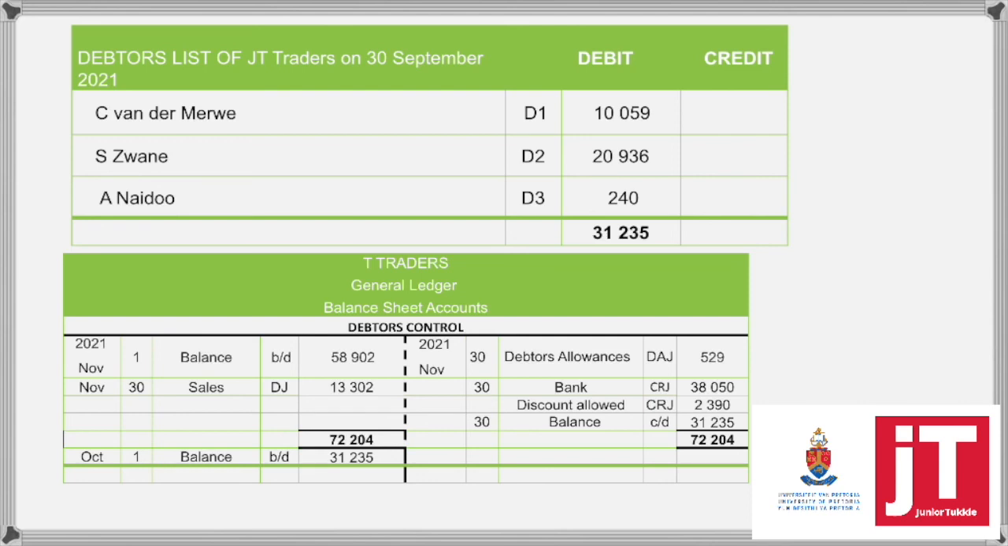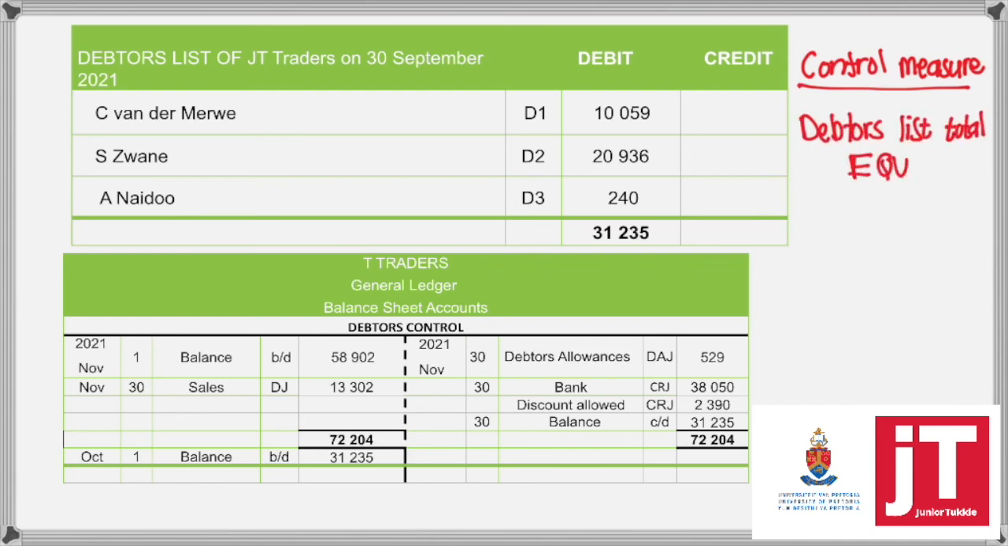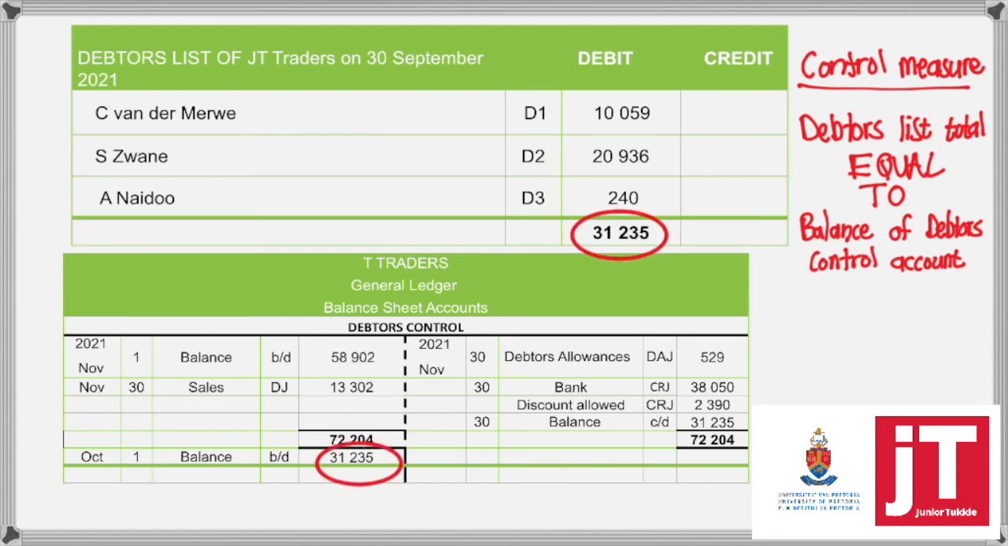The reason I show the debtors control account at the bottom here is that this is our internal control measure: the debtors list total must be equal to the balance of the debtors control at the end of the month, so that I know that I've posted totals from journals correctly as well as individual transactions to individual accounts in the debtors ledger correctly. I can see that the total is equal to the balance brought down. Therefore, I know my posting is correct and I don't have to worry about any internal mistakes.